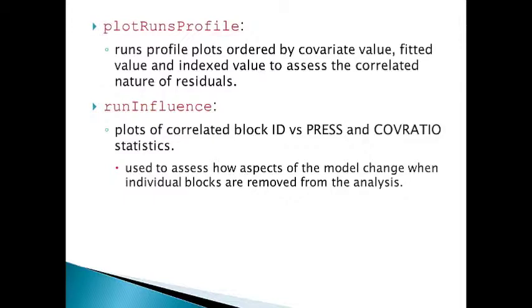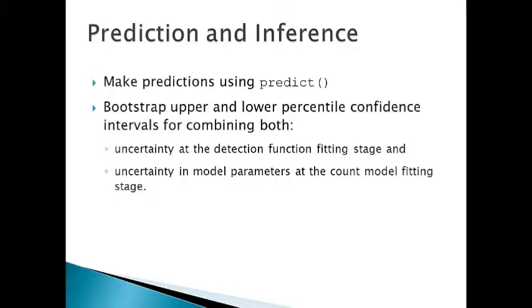You can make predictions using predict, because we've just got a GLM type model. And importantly, to get your inference, you bootstrap to get upper and lower percentile confidence intervals. The key here is that you've got to combine the uncertainty from your detection process and the uncertainty from the density model that you just made. So you have to get both sets of uncertainty involved in this.